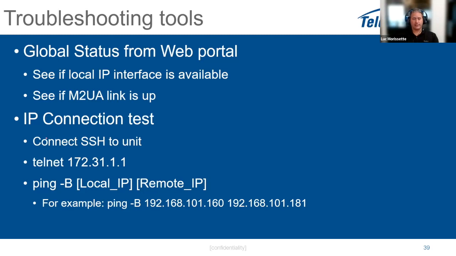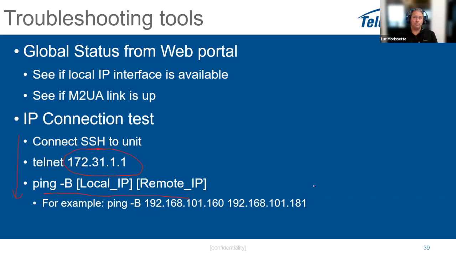If you don't see anything on the IP side when you need to do an IP connection test, this is the process to do this. You connect SSH to the unit. The password for the devices is sent in the documentation you receive with the equipment. You then need to connect telnet. This is always the same IP for a system. Then you can do this command, ping -b, and this is what is sent on the line, and you can see if the remote is available.